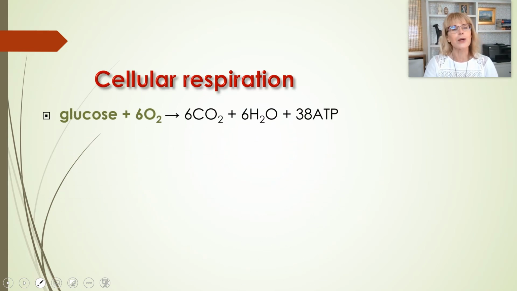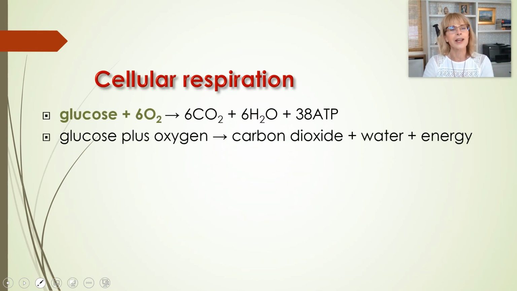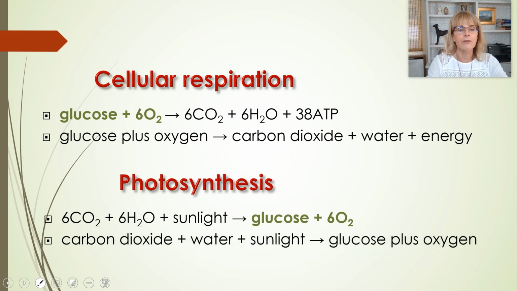Okay, so cellular respiration goes this way, right? Starts with glucose and oxygen. That, by the way, the glucose and the oxygen were both made by photosynthesis. And it's going to turn into CO2 and water and create energy molecules. And then photosynthesis is going to take CO2 and water from cellular respiration, mix that with sunlight, and make glucose and oxygen, and we can go around and around and around.